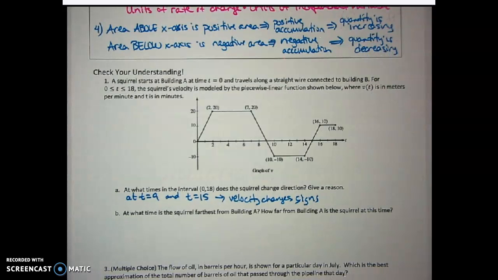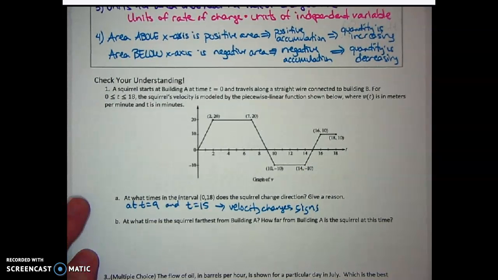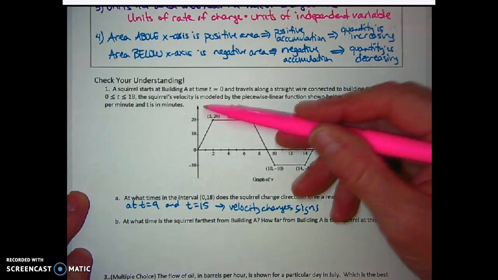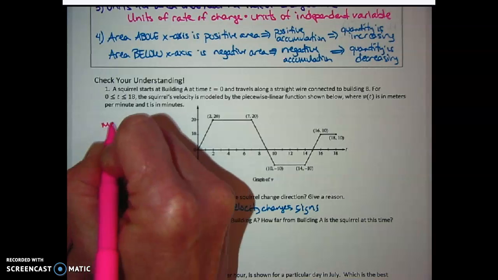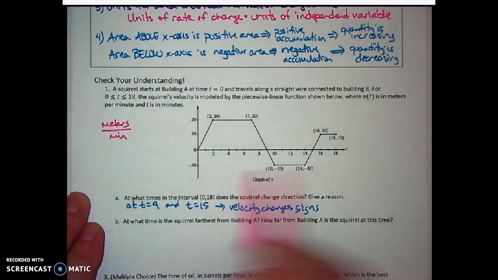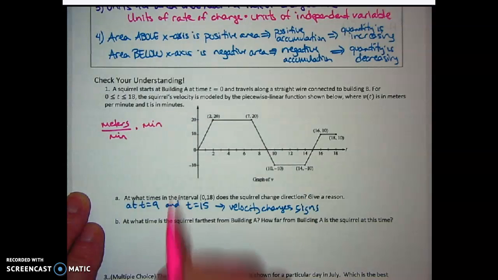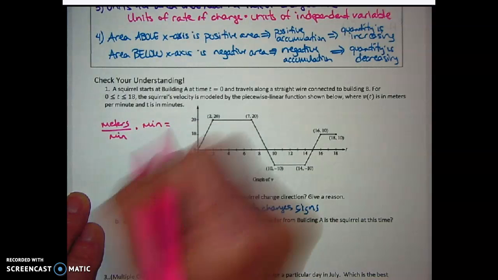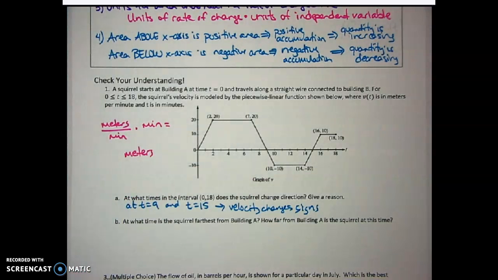A slight pause for a second. If you think back up to number 3 up above, units for the area beneath the rate of change curve, my y-axis is a velocity, which is meters per minute, and my independent axis is time, so I'm multiplying this by the number of minutes. Therefore, any area I find is going to be the number of meters that that squirrel has traveled.